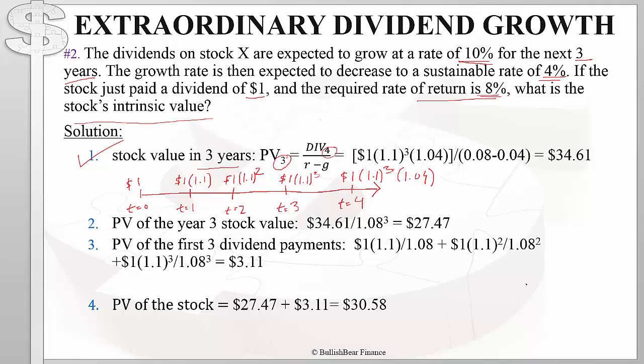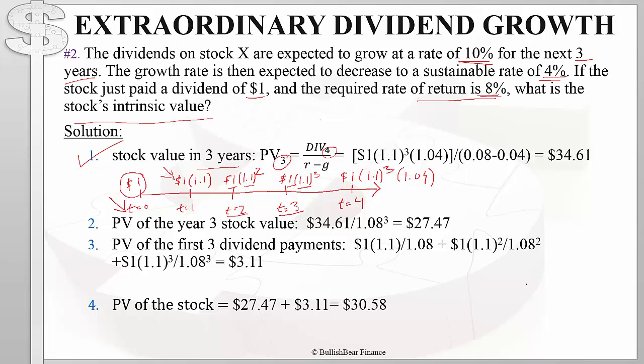We are currently at time t equal to 0 and we have just received a dividend payment of $1. In the next period, our dividend payment will be $1 times 1.1, which reflects a dividend growth rate of 10%. At time t equals 2, the dividend payment will be $1 times 1.1 to the power of 2. At time t equals 3, the dividend payment will be $1 times 1.1 to the power of 3.